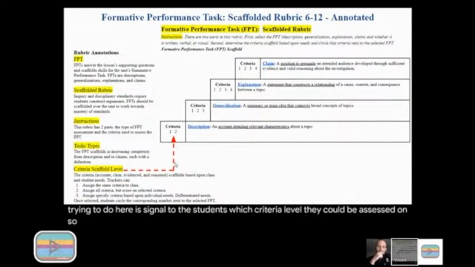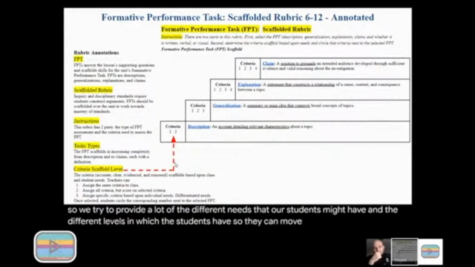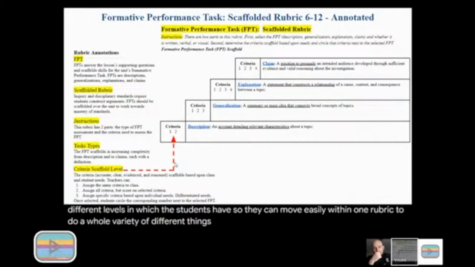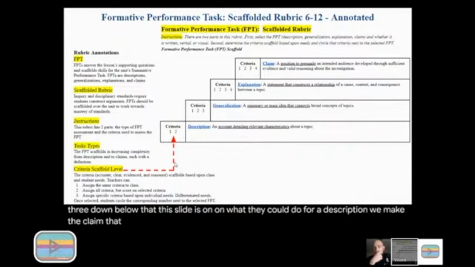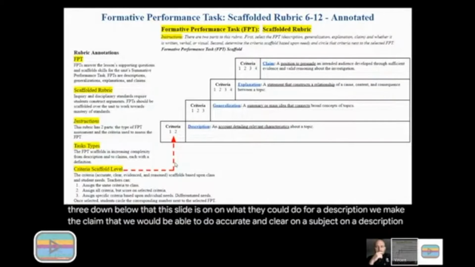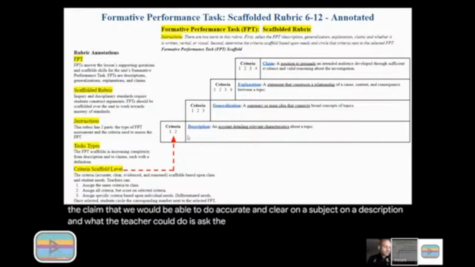So we try to provide a lot of flexibility within our rubric for the different needs that our students might have and the different levels at which their students are, so they can move easily within one rubric to do a whole variety of different things. So we provide just a few options with our 1, 2, 3 down below that this slide is on, what they could do. For a description, we make the claim that we would be able to do accurate and clear on a description. And what the teacher could do is ask the students to circle a 1 or circle a 2. And there's a variety of ways in which we could do this.